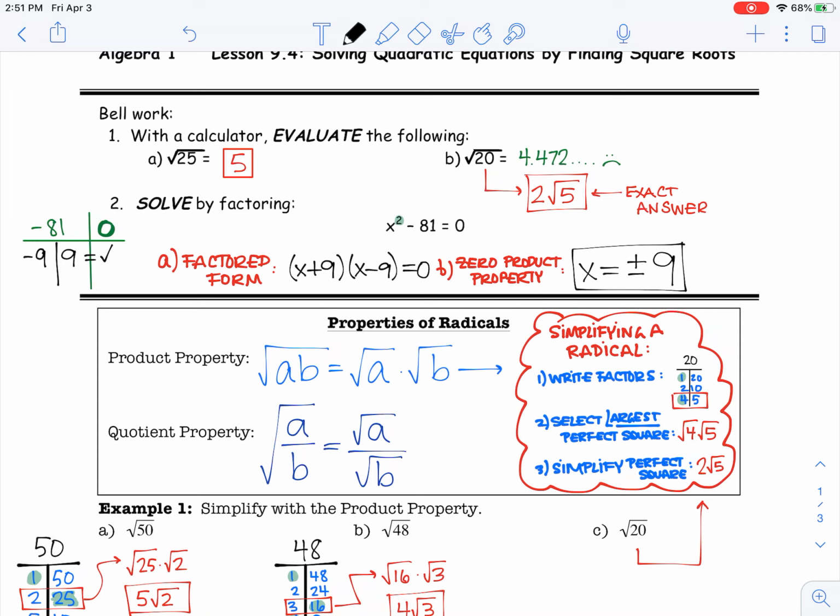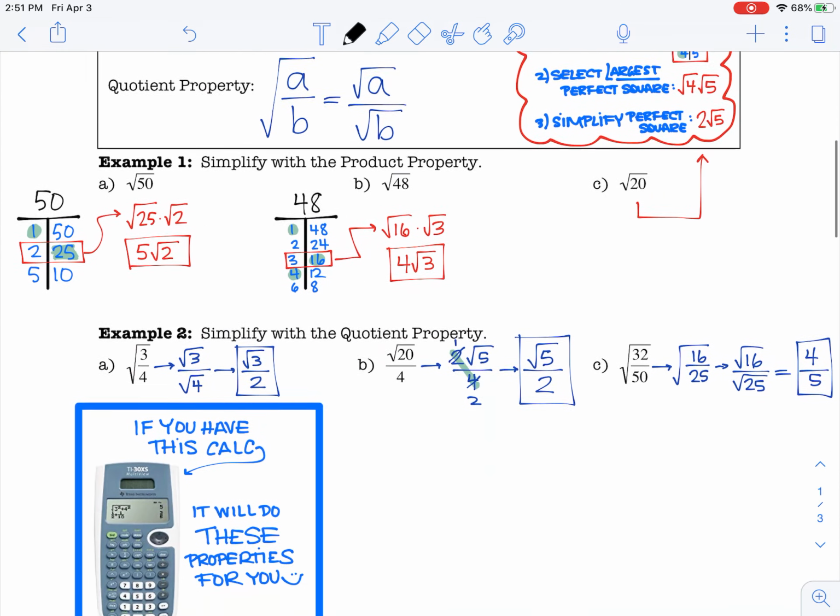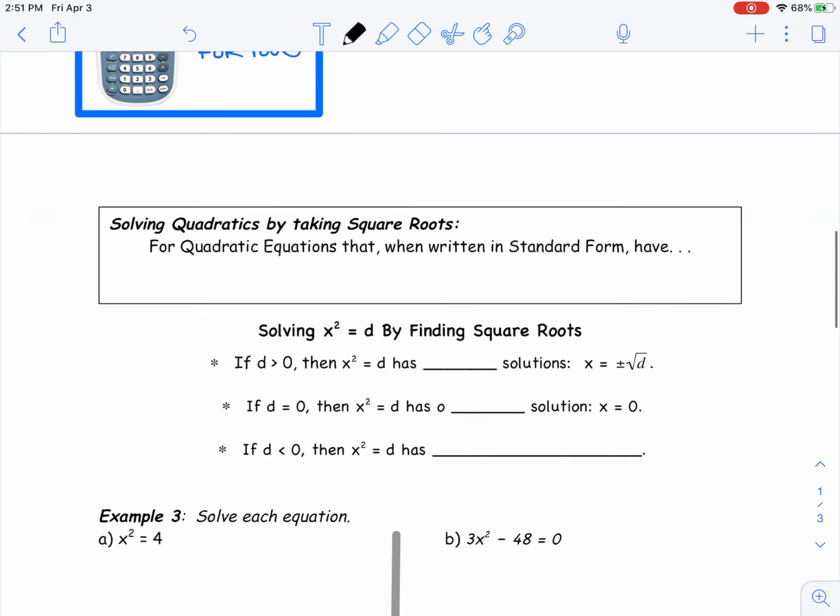All right, I think that rounds out our front page of notes. A nice review of how to solve by factoring before we tackle our third method for solving a quadratic. All right, so solving by taking square roots.